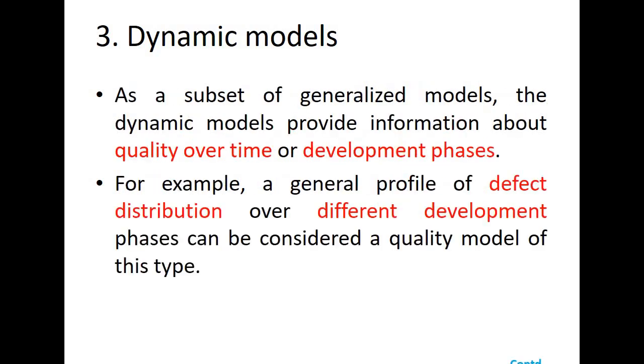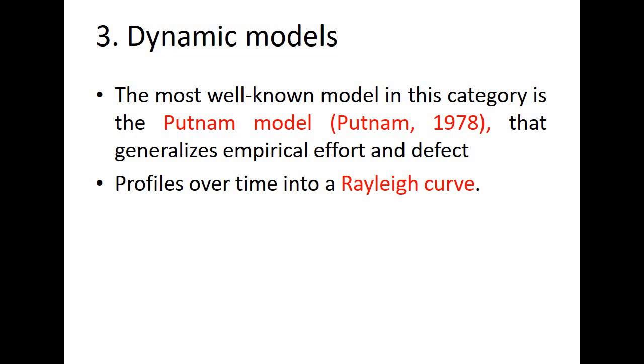In this case we have a very popular model, which is your Putnam model, right? It was given in 1978, and is a very well known model which generalizes the empirical effort and the defect, and this basically comes up with a curve. So this profiles over time into a Rayleigh curve, right? Rayleigh curve, I guess everyone is aware of. If you're not sure, maybe we can throw some light on it.